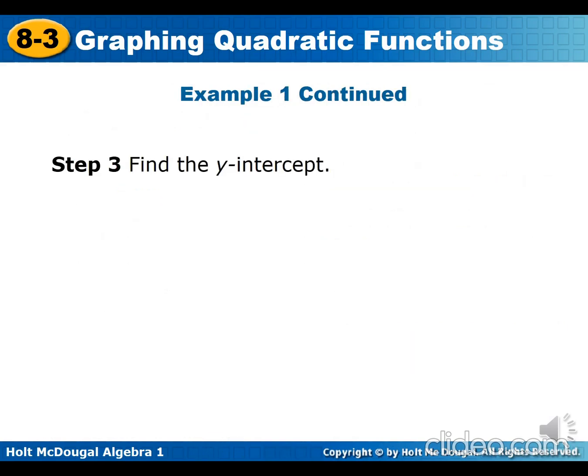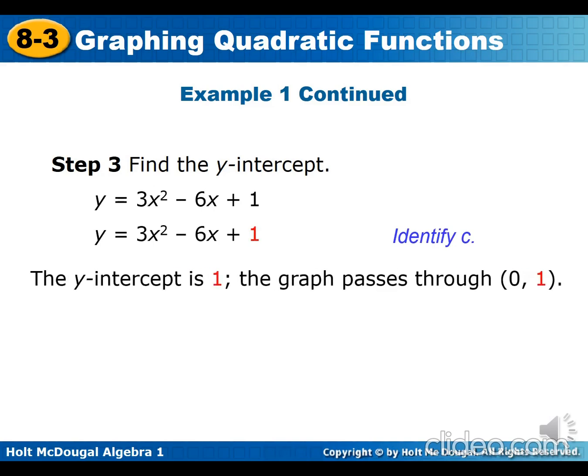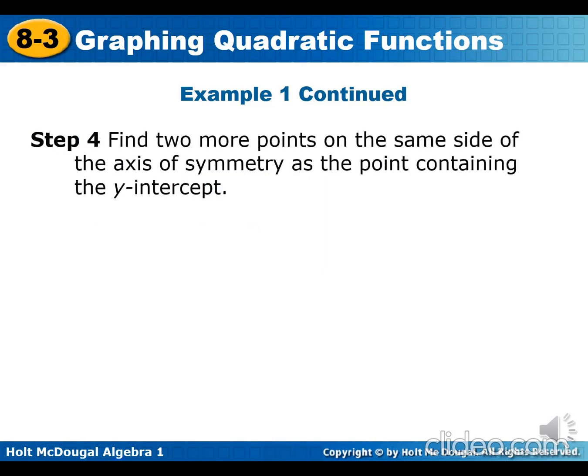I want to remind you here that finding the y-intercept means you need to find the c. Identify the c, which will be 1, and here the y-intercept is the point (0, 1). As you remember, for the y-intercept, x equals 0. Go ahead and let's move to step 4.